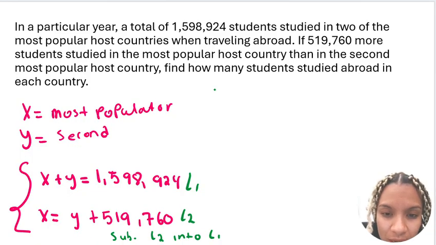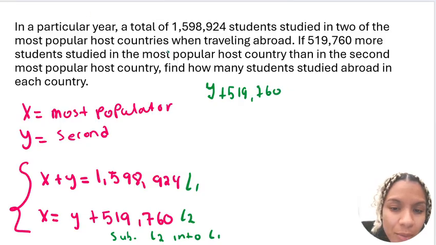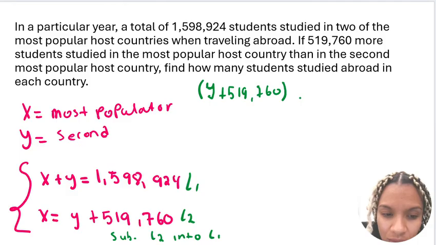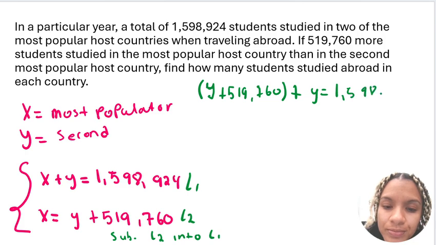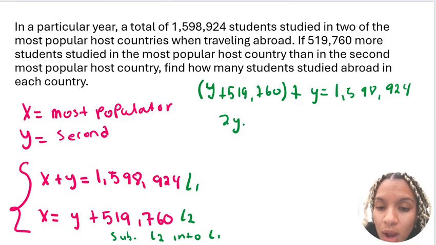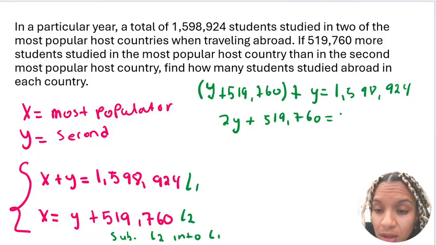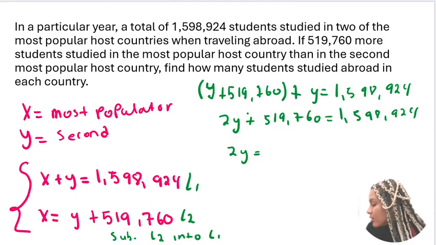Okay, so when I do that, I have 519,760 in parentheses, because it's important for us to use parentheses, plus y equals 1,598,924. And then I can remove the parentheses, so I have 2y plus 519,760 because I combine the like terms. Agree? Yes. Hopefully we agree. And then I need to subtract. I'm left with 2y.